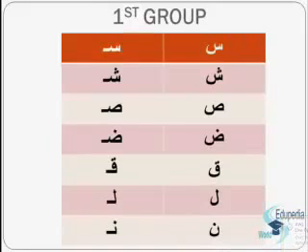So here we have S, Sh, S, D, Q, L, and Na in a cursive writing. They are ready to join any other letter from the left side, and this is the shape of these letters at the beginning and in the middle of the word, and at the end this is the shape of these letters at the end of the word.